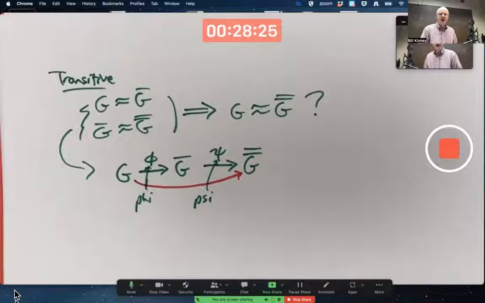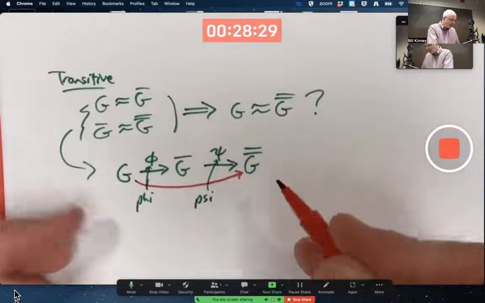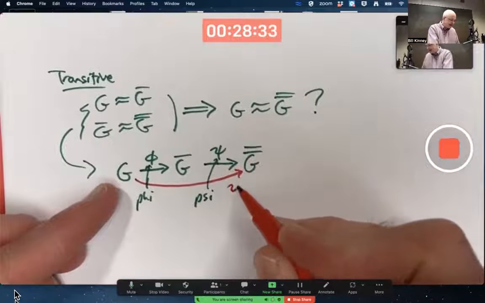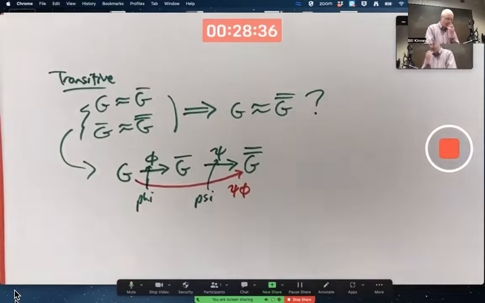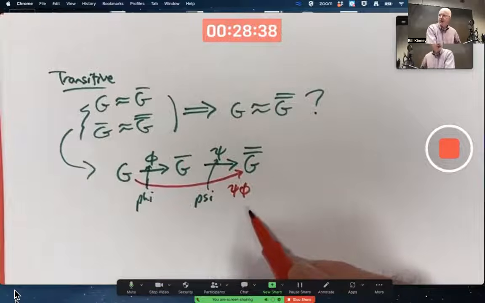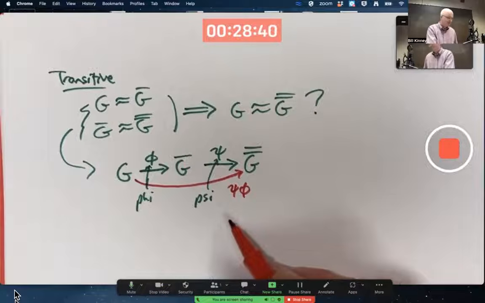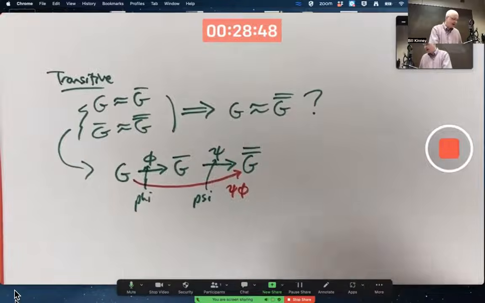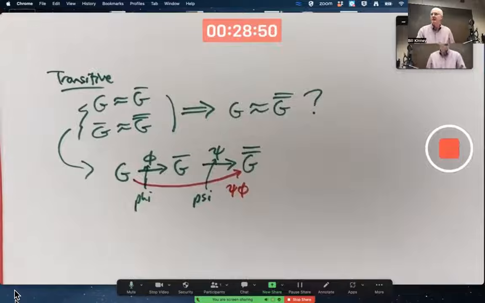Once you get used to the abstraction, you do the only thing you can do and it works. That's the only thing we can do here, it seems, is compose these things. Psi compose phi. Remember, in function composition, the composition is right to left. It's easy to forget that. So this means apply phi first, then apply psi. So the question is, is this composition an isomorphism?